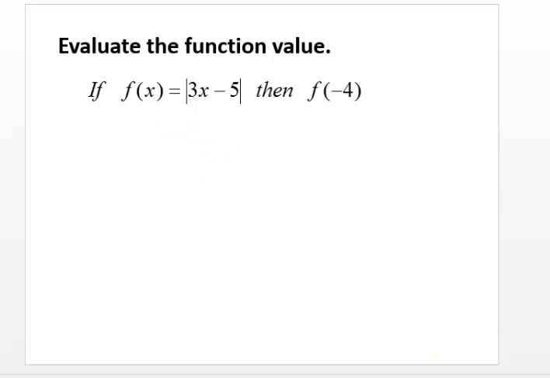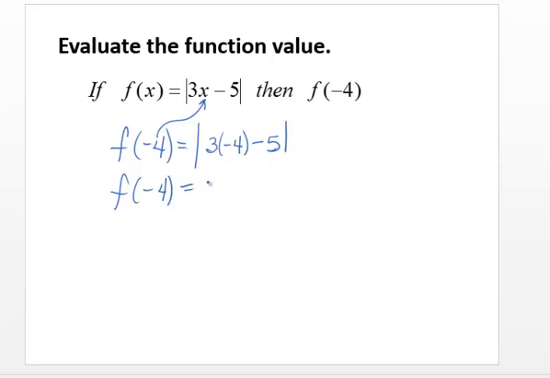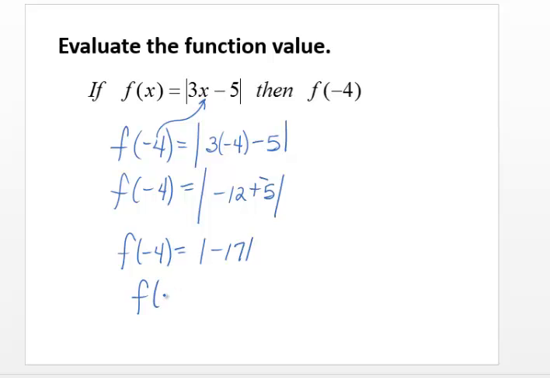And I have one more example. This time I have an absolute value. And this time I'm also finding f of negative 4. So I'm going to plug negative 4 in for my x values. Using order of operations, I will get 3 times negative 4 is negative 12 minus 5. Negative 12 minus 5 plus the opposite on that gives me a negative 17. And so f of negative 4 is equal to a positive 17 once I take the absolute value of it.